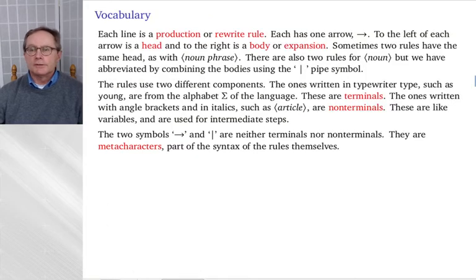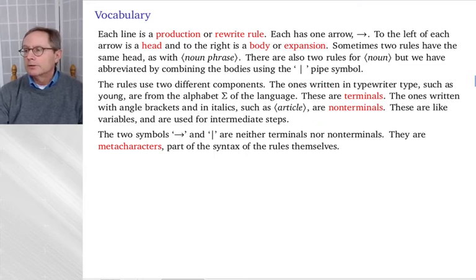All right, so time for some vocabulary. There was a bunch of rules on the previous slide. Every one of them is called a production or a rewrite rule. Each production or rewrite rule has a single arrow, and you notice, because I'm going to point this out later, that the arrow only has one line. That is to say, it is not a double line arrow.